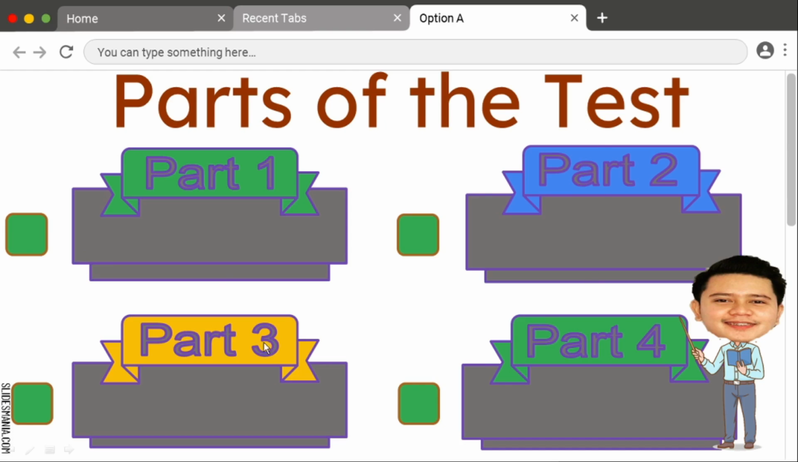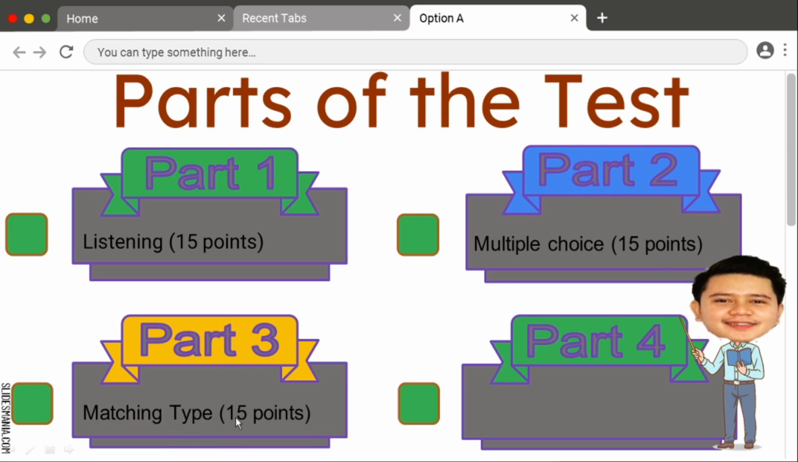So we have four different parts of the test: part 1, part 2, part 3, and part 4. For part 1, we have a listening test which has 15 points. For part 2, we have multiple choices which has 15 points. For part 3, we have matching type which is 15 points. And for part 4, we have identification which is 15 points. But this week, we only tackle part 1 and part 2. So this week, we only have a listening test and multiple choices.